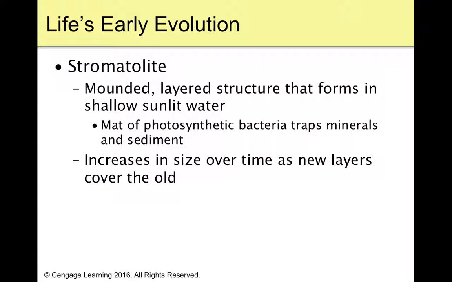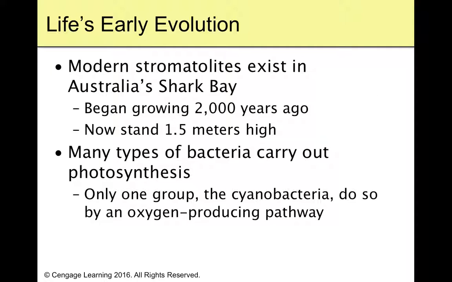And so the stromatolite, which I just showed you in the picture, is the mounded structure that forms in shallow sunlit water. It's a mat of bacteria. They trap minerals and sediment. They die. New photosynthetic bacteria grow on top of them, and they increase in size as these new layers cover the old layers. Modern stromatolites do exist today in Australia's Shark Bay. We think that they started growing about 2,000 years ago, and they're standing about 1.5 meters high right now.